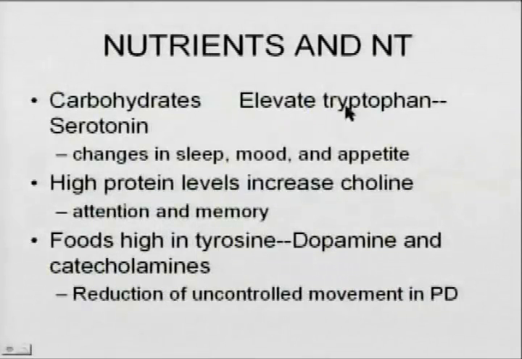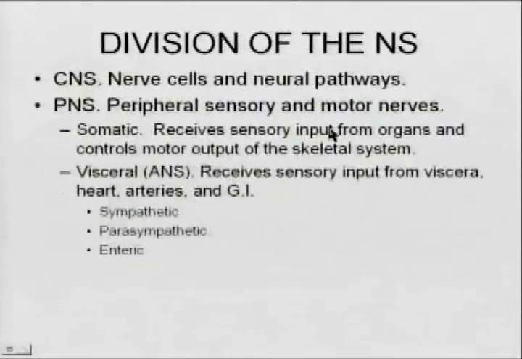Definitely, if tryptophan is not present in the diet, or if tyrosine is not present in the diet, if there's a severe deficiency, then there is a decrease in the synthesis of the corresponding neurotransmitters. So I'm not belittling this or minimizing this completely, but you're not going to cure diseases by diet in this approach that's implicated here. And then finally, the divisions of the nervous system.